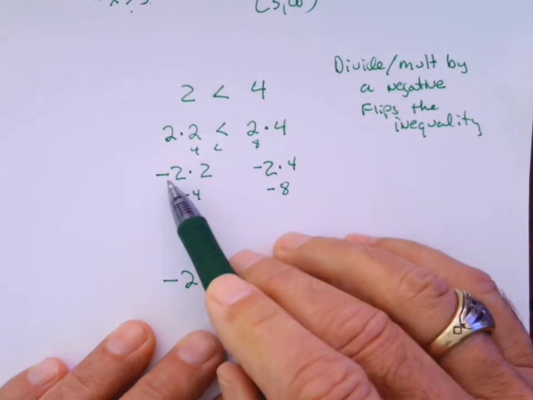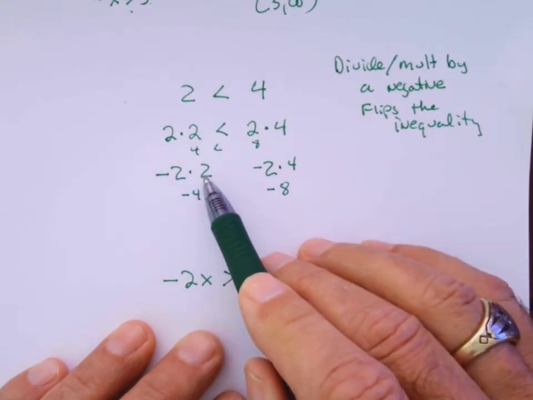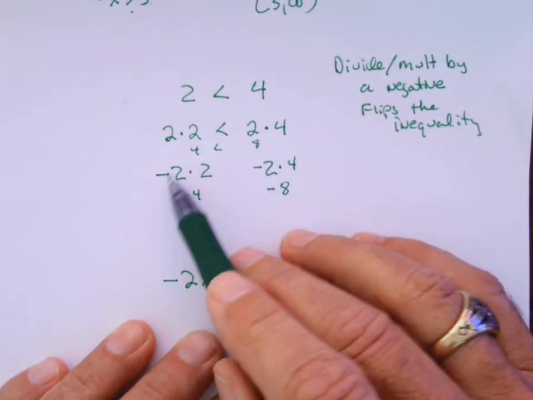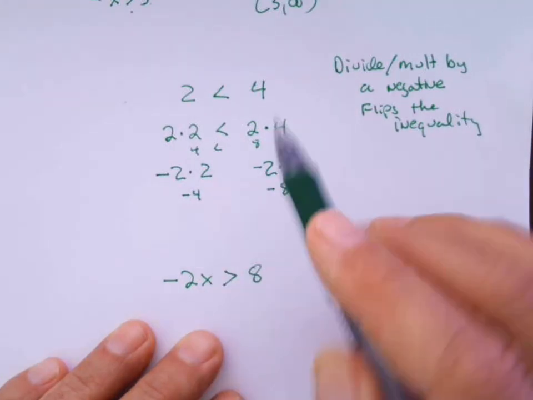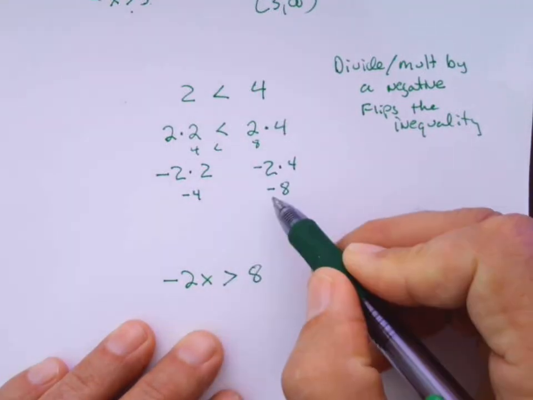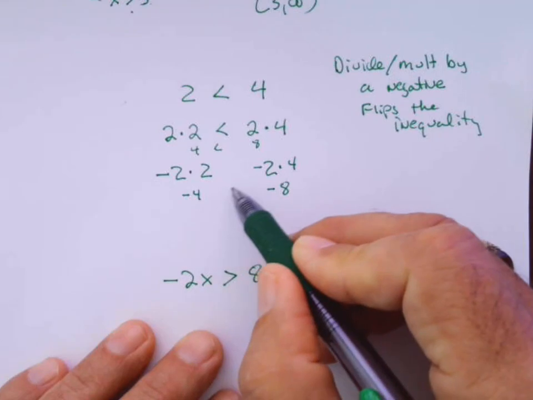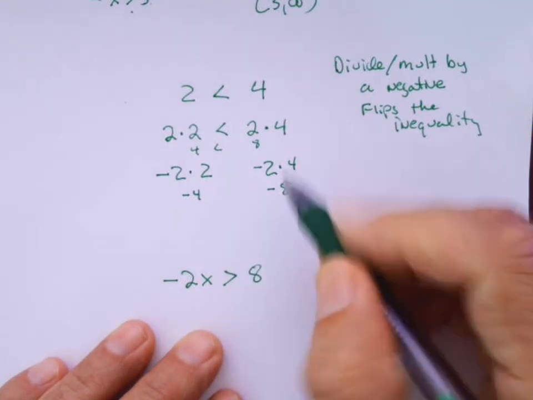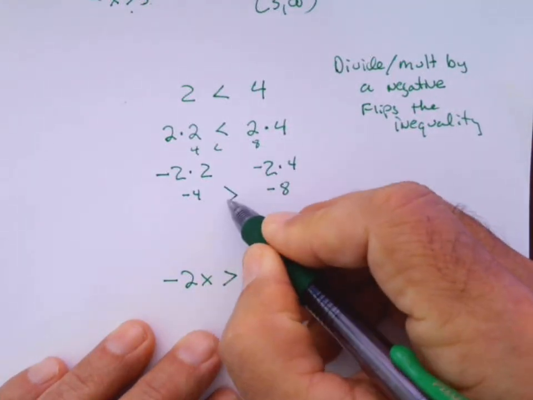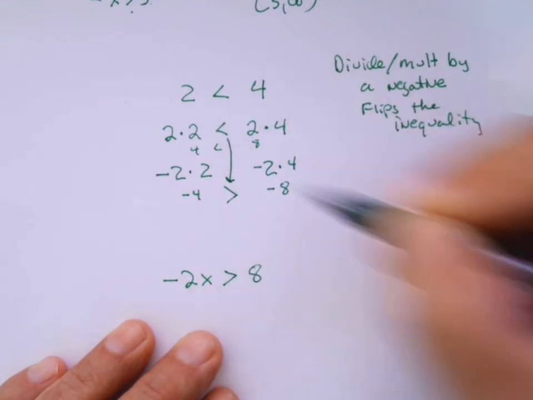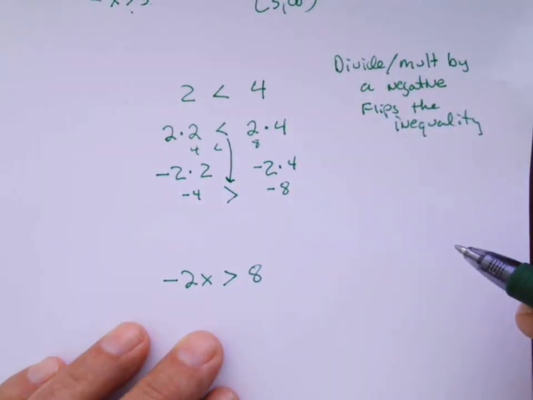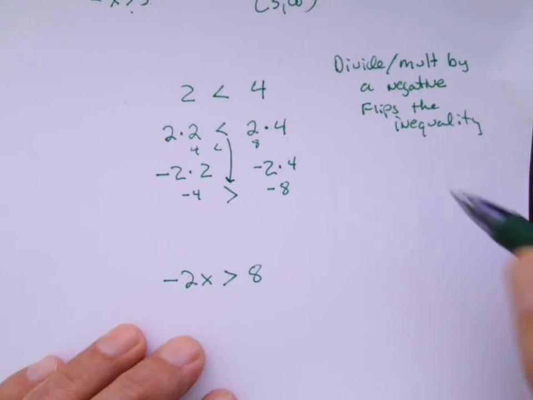But notice if I multiplied by a negative 2 on both sides, so I introduced multiplication by a negative number, now I have negative 4, negative 8. Well, negative 4 is not less than negative 8. Negative 4 is greater than. So notice that when I multiplied by a negative number, it flipped the direction of the inequality.